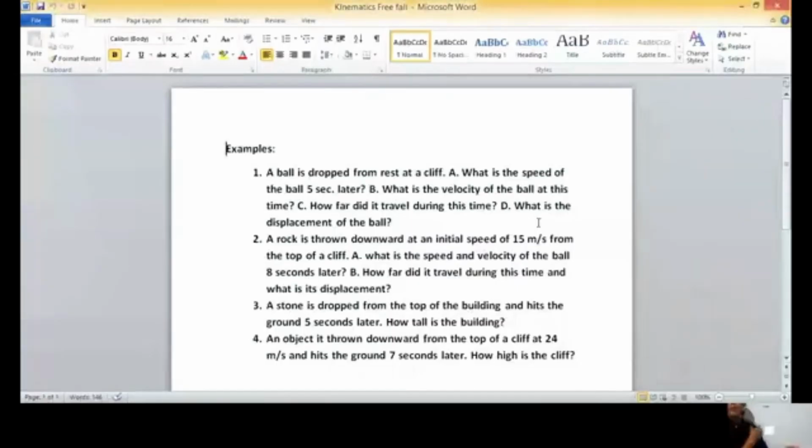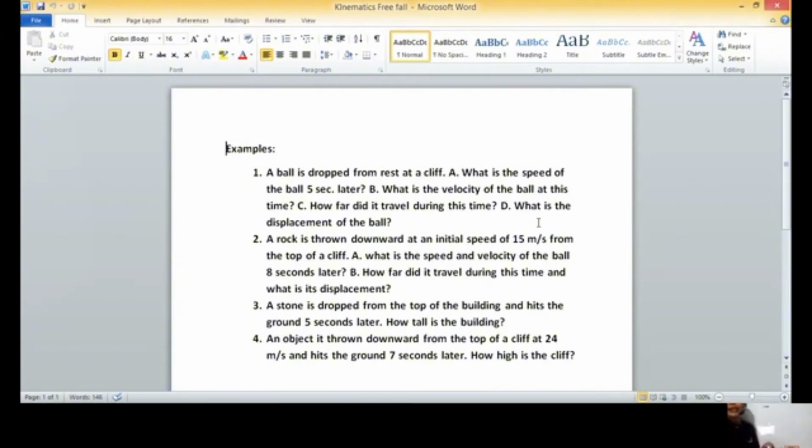Problem number 3. A stone is dropped from the top of a building. It's dropped, meaning it is from rest. The problem did not state that it is thrown with a velocity, so it's only dropped, like you just let it go, from the top of the building and hits the ground 5 seconds later. So how tall is the building?